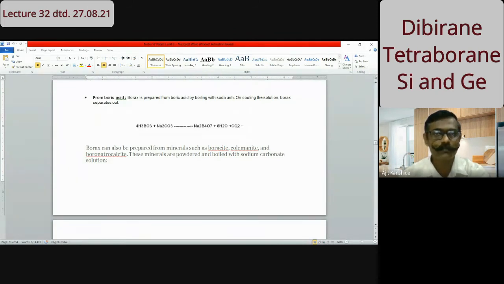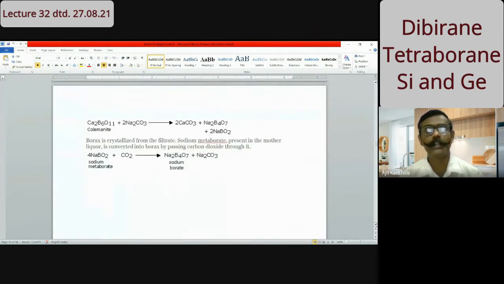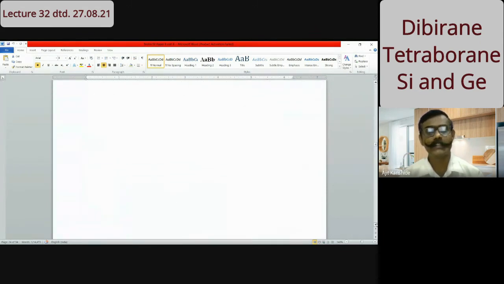Actually, CO2 is soluble in water, so partly it will escape and partly it will dissolve. Afterwards, there are different ways by which we can remove the carbon dioxide, and we will get the sodium borate, or you can say the borax. The second method. The first method by colemanite and the second method by boric acid. If you remember these two methods, that is sufficient.